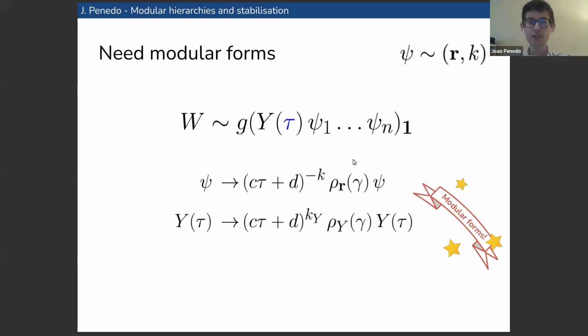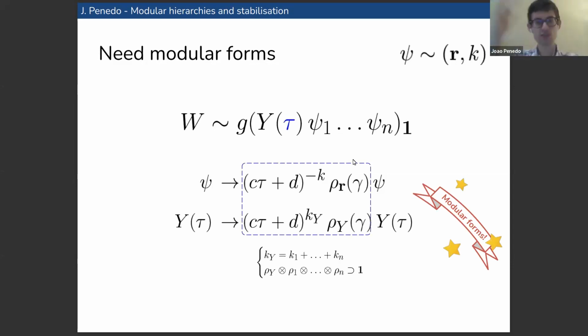And these functions are very constrained and very well known to mathematicians. They are modular forms. Okay, so as long as here your exponents add up to cancel the exponent of this function of tau, Y of tau, and this representation matrix rho of Y can, with the other representations, make a singlet, you get your invariant. Okay, so essentially, this is what you need. You need functions which transform in this way when you apply a modular transformation.